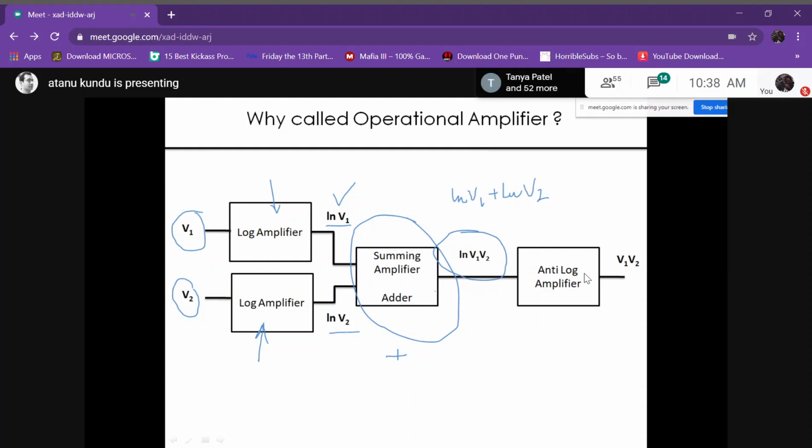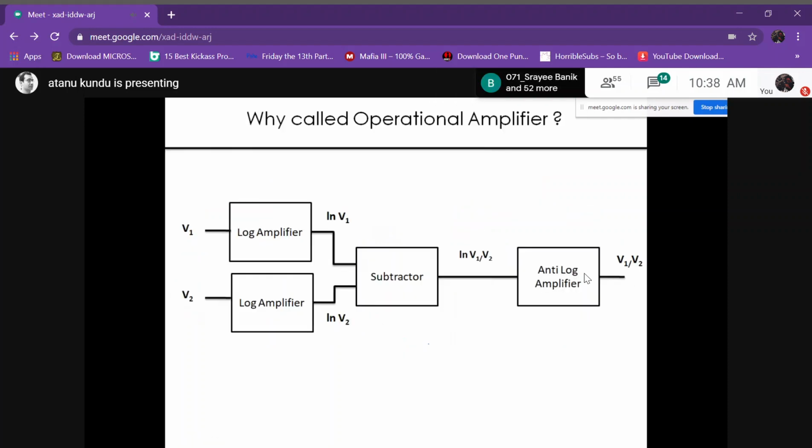Can you see my screen? Are you there? Yes, sir. Can you follow me, or are you facing any difficulty? Please let me know. No, sir. Okay, thank you. So if you perform the addition operation, you'll get ln of V1 times V2. Then you just perform the anti-log operation, so the log part will be removed. So it will be a multiplier. Clear?